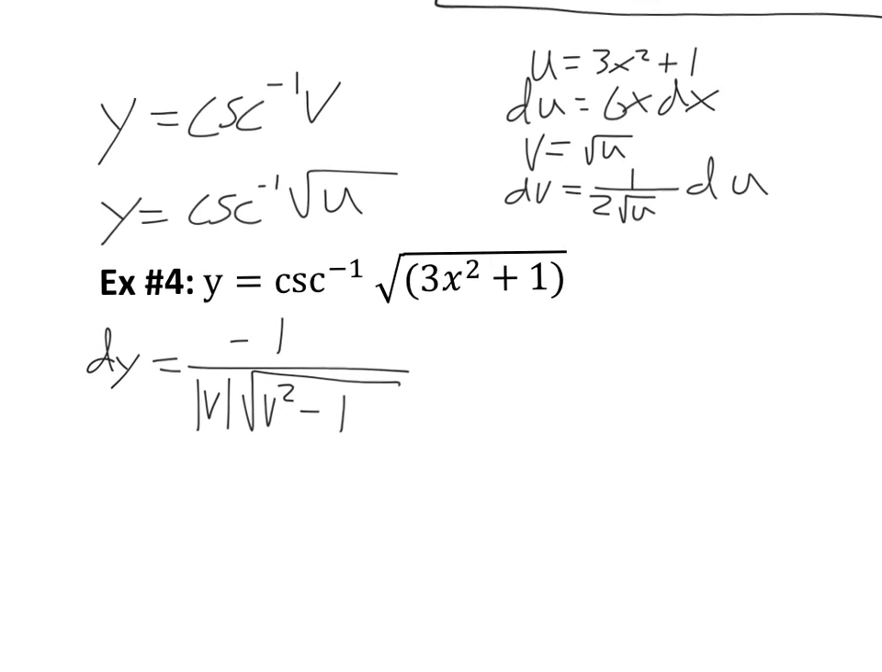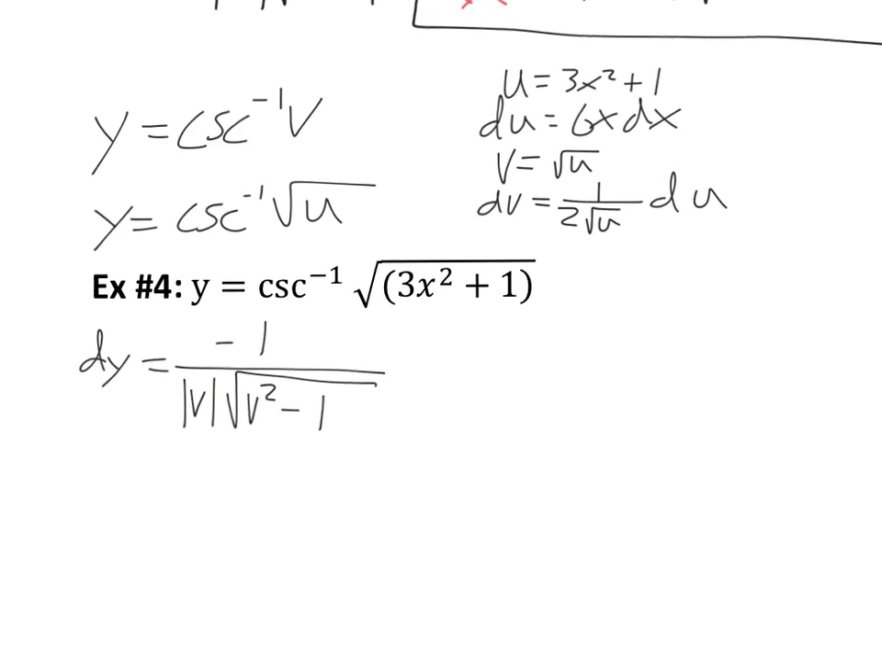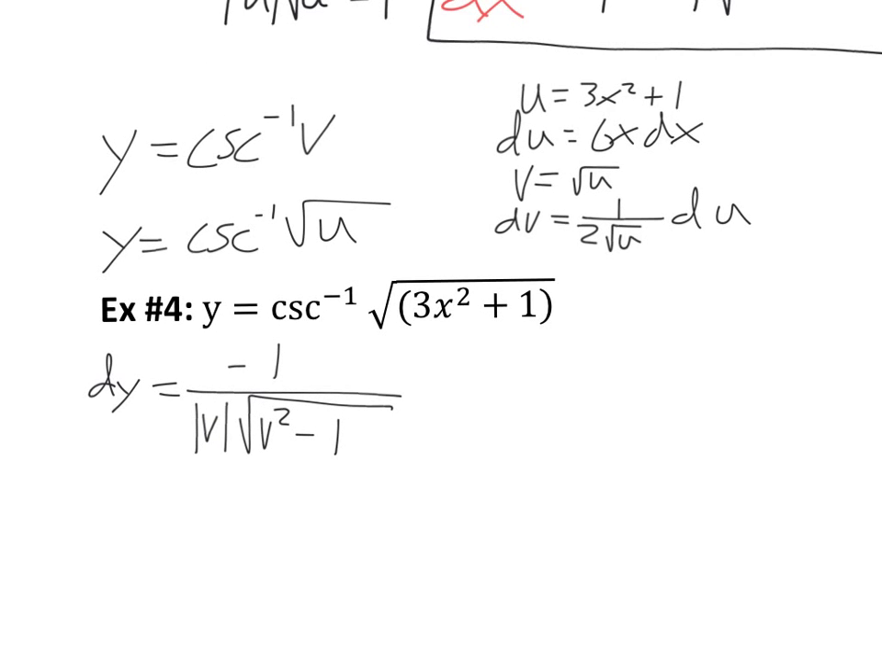Let's just double check that we did everything right. -1, absolute value of v, or absolute value of x here, but now we're using v, square root v squared minus 1. Okay. So now we should have everything we need to start simplifying this, except I should also multiply this by dv at the end, because that's how we use the chain rule. Alright, so let's go ahead and start plugging in.